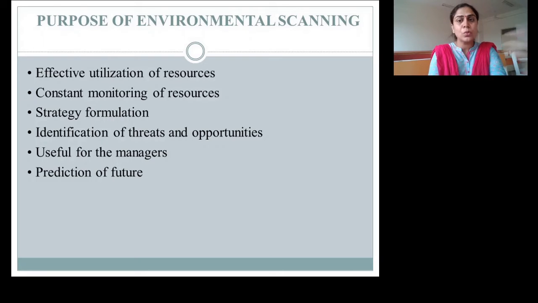Whatever the resources, what are the resources for a company? We have machine, material, money. These are the resources being utilized by the companies. Are they being utilized efficiently? Upon constant monitoring of the resources, you have to monitor their availability, maintain the inventory, and also check for any wastages, if at all.